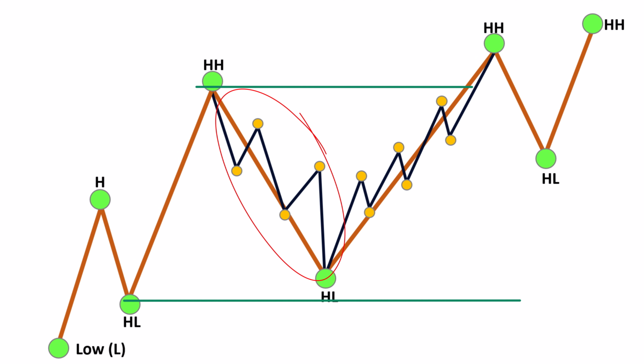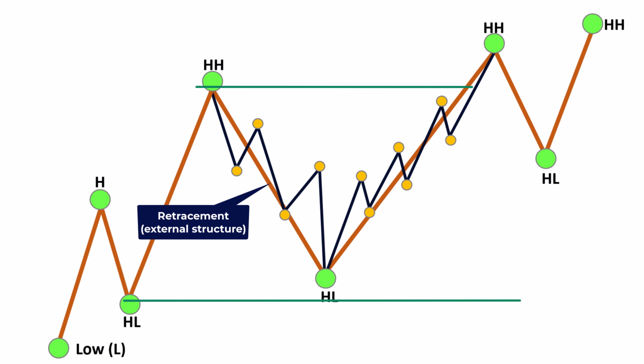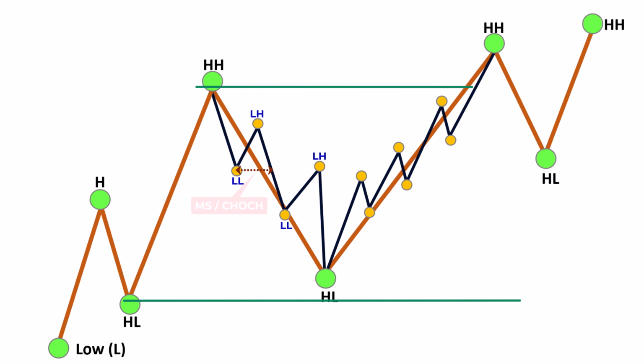Now look closely at the dark blue lines. You can see that internally, the market started retracing. Inside this retracement, price is making lower highs and lower lows. So, yes, the internal structure is bearish, even though the external structure is still bullish. This is very important to understand.